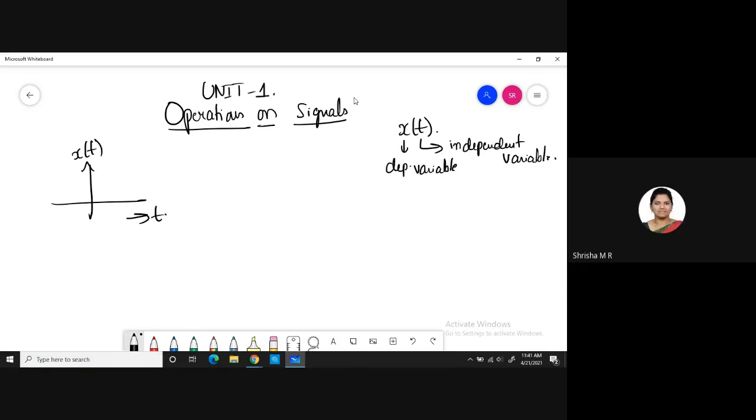Okay, ma'am. So we represent the continuous time signal in the form of x of t, right? So we can do operations on a signal depending upon the dependent variable and the independent variable. Operations performed on the independent variable are with respect to the x-axis, and operations performed on the dependent variable are with respect to the y-axis. So we shall see what those operations are.